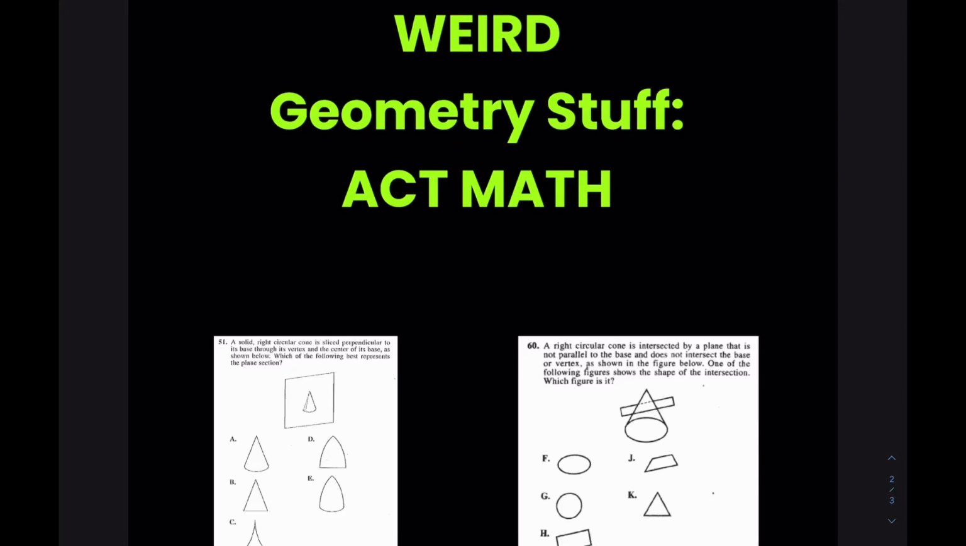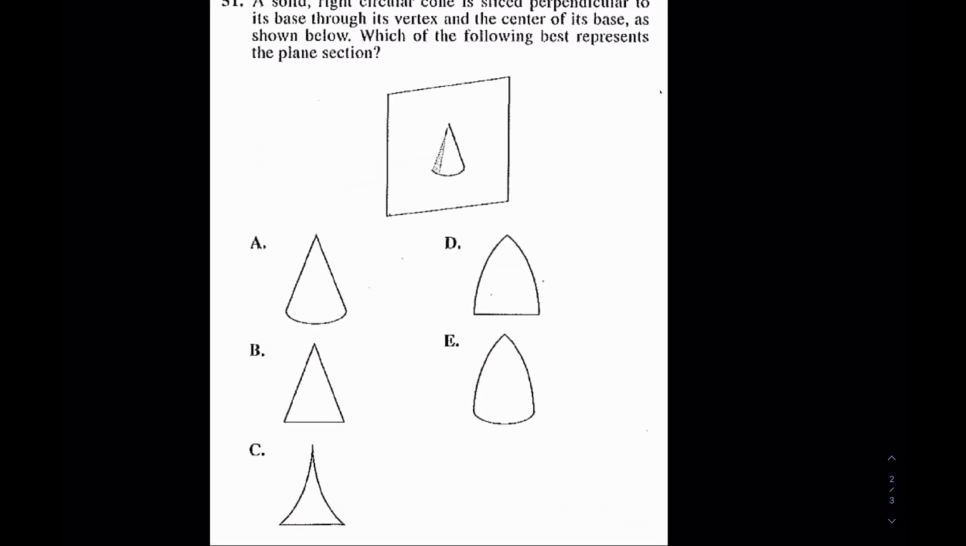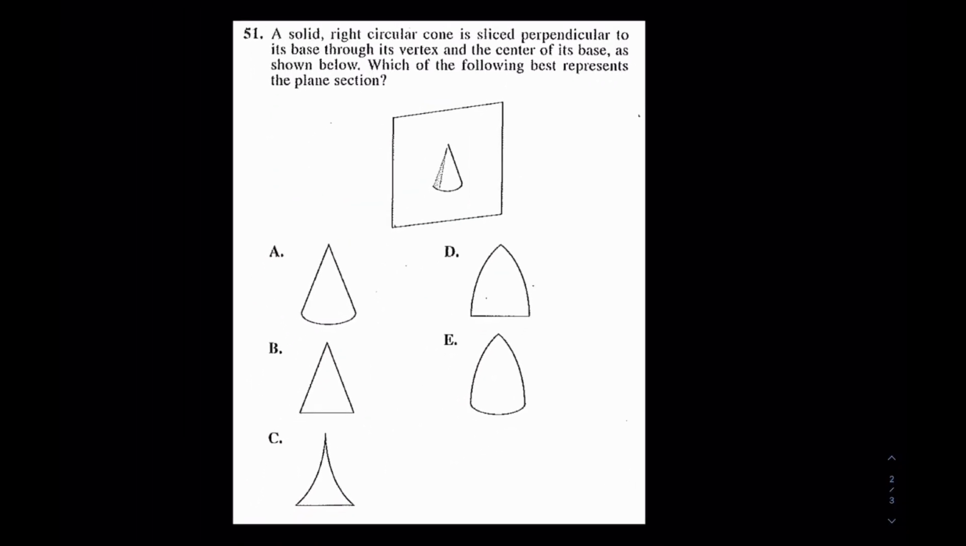This one's going to be a quick one on some strange geometry ideas from the ACT Math. Let's get started with number 51. For number 51, they're slicing a cone perfectly, a cross-section straight down. Well, the answer there is going to be B.